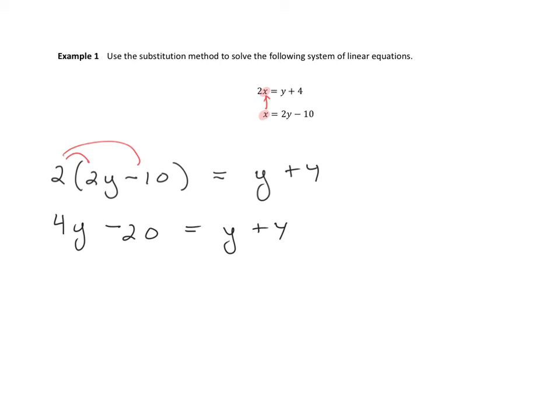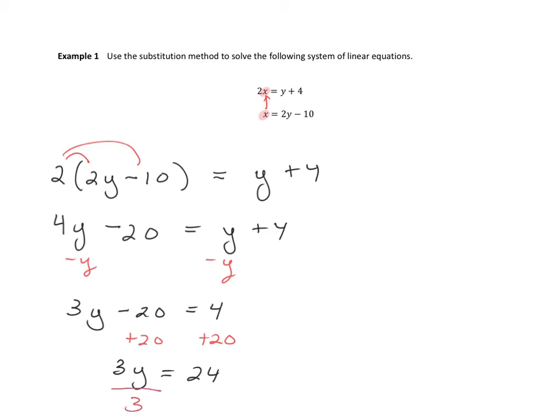Turns out everything is simplified on the left and the right, so I think what I'm going to do next is subtract y from both sides. This gives me 3y minus 20 is equal to 4. I can then add 20 to both sides, and I get 3y is equal to 24. And then if I divide both sides by 3, I've solved for y. y is equal to 24 divided by 3, which is 8.